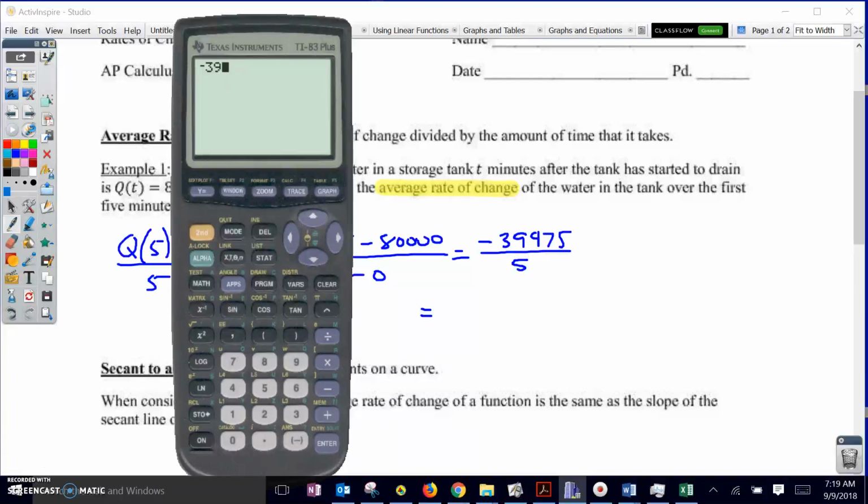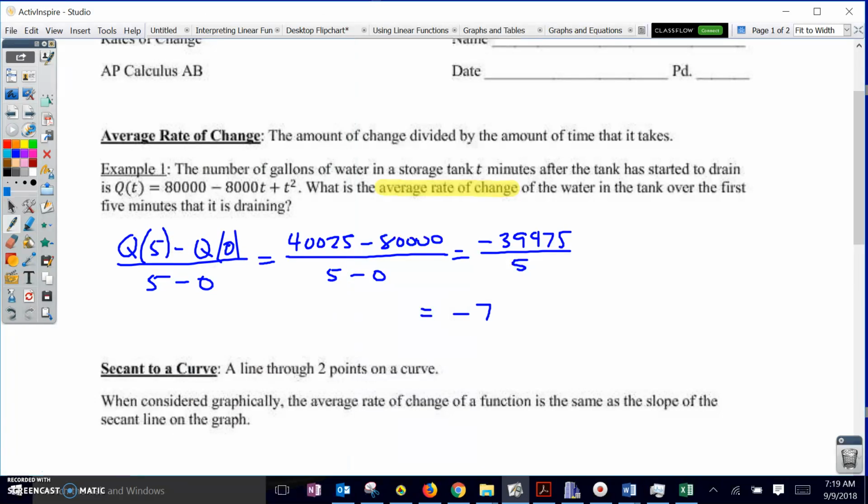Negative 39,975 divided by 5. I probably could have done that without the calculator, but it's negative 7,995. And my units, since the numerator is in gallons and the denominator is in minutes, that's gallons per minute. And so the average rate of change of water in the tank is that it is losing 7,995 gallons per minute. Alright, on to example 2.